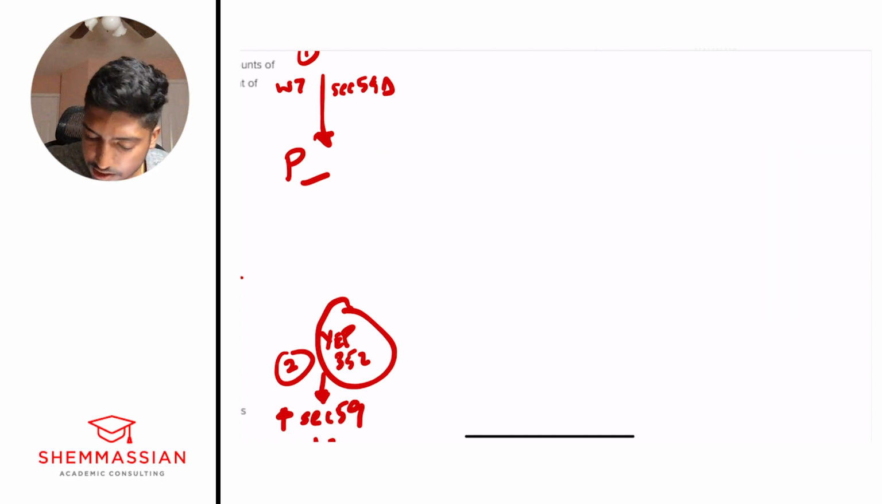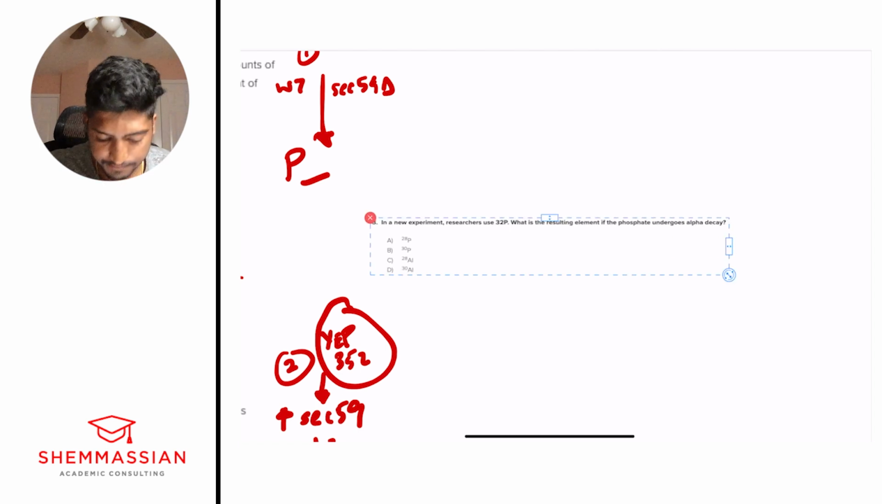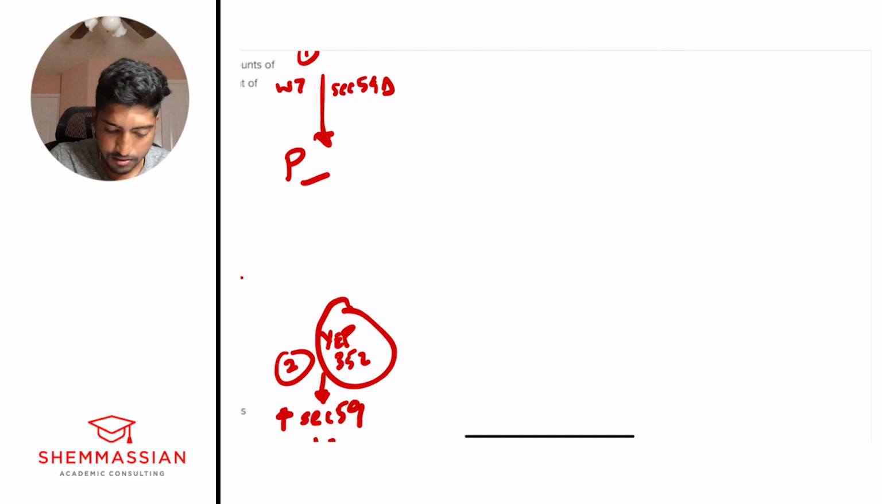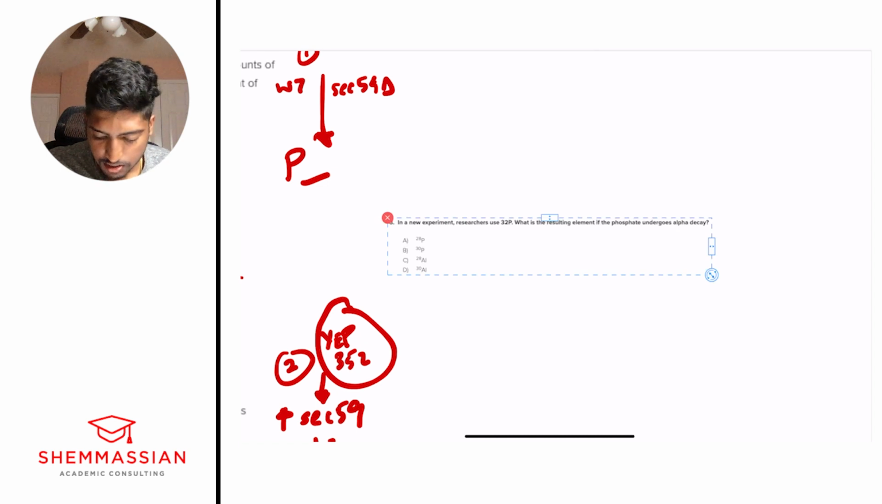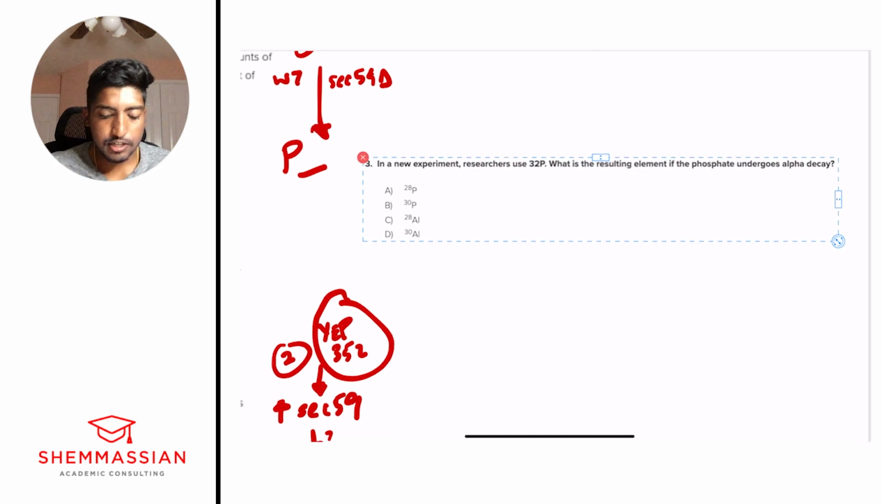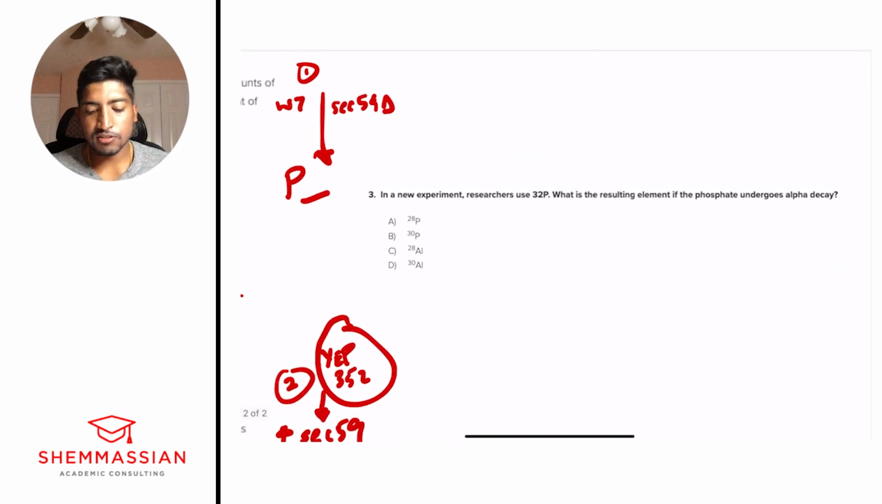On to question number 3. Let's take it again. In a new experiment, researchers used 32-phosphate. What is the resulting element if the phosphate undergoes alpha decay? Is it A, 28P, B, 30P, C, 28Al, or D, 30Al?